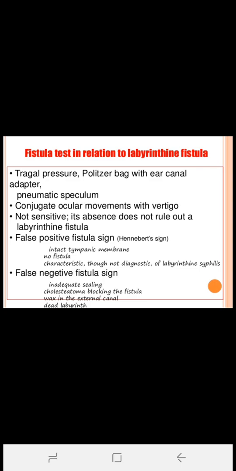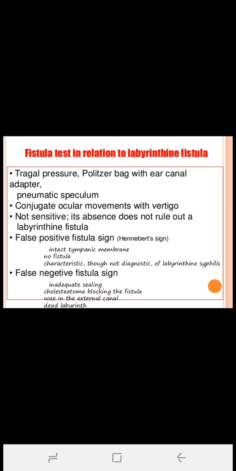As the name suggests, false positive means it should not be positive. The tympanic membrane is intact, but there is no fistula. It is characteristic of labyrinthine syphilis. It is not diagnostic. Here the fistula is not there, but still on pressure changes we can see nystagmus.